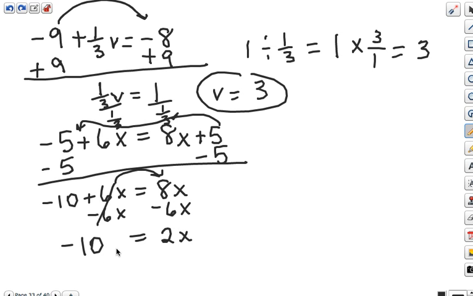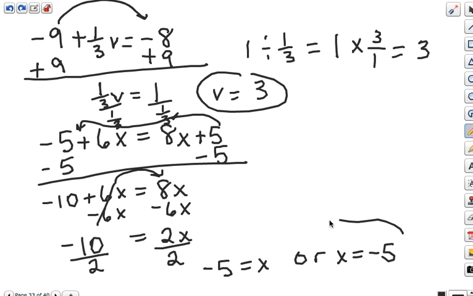Alright, so now we're to our last step. We need to divide both sides by the coefficient to get x by itself. So negative 10 divided by 2, negative 5 equals x. Or you could write it as x equals negative 5.